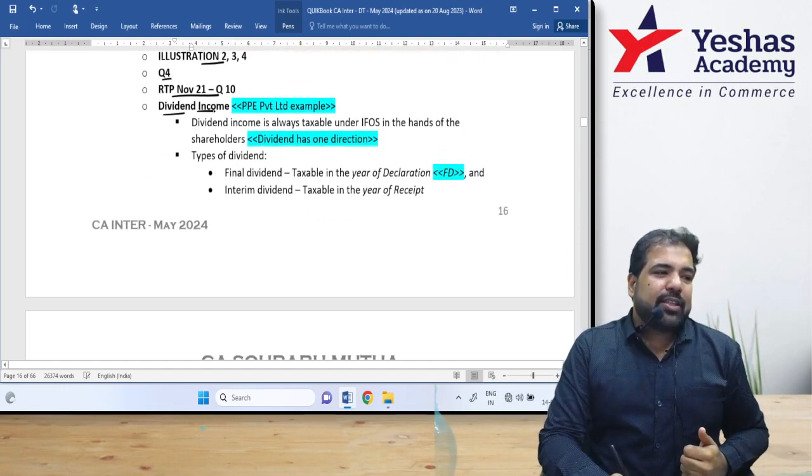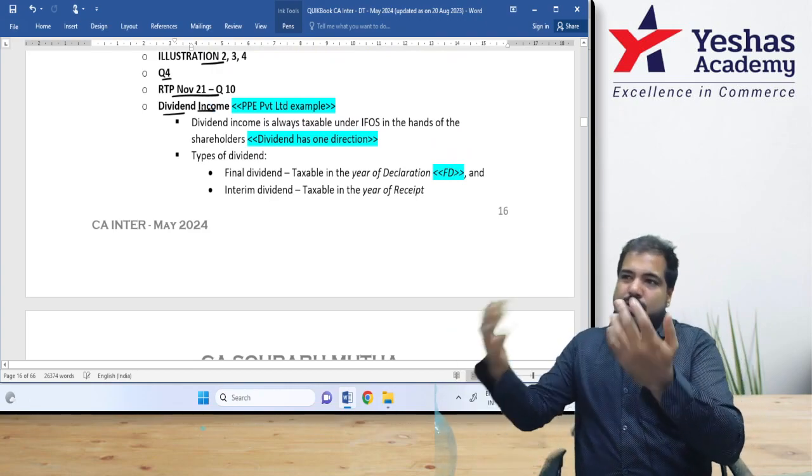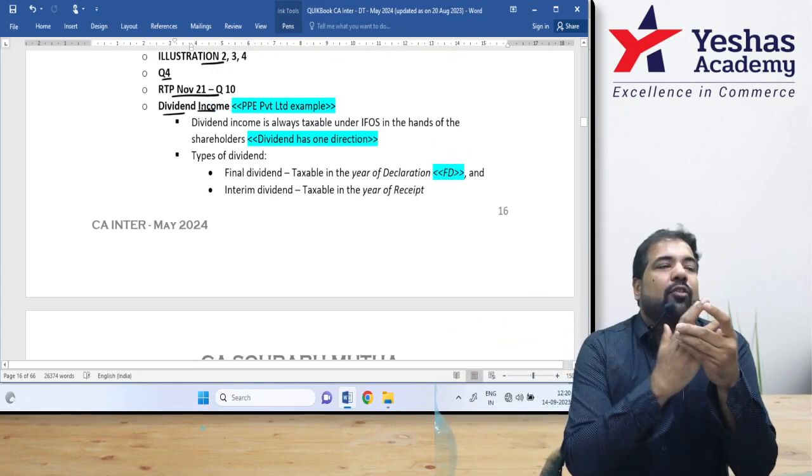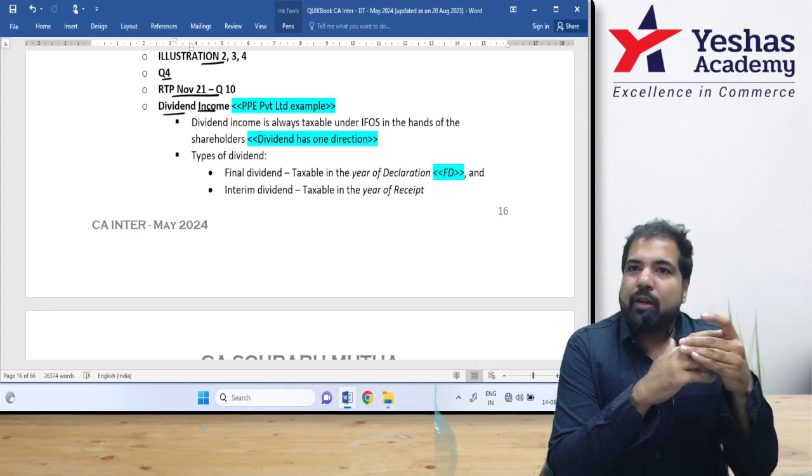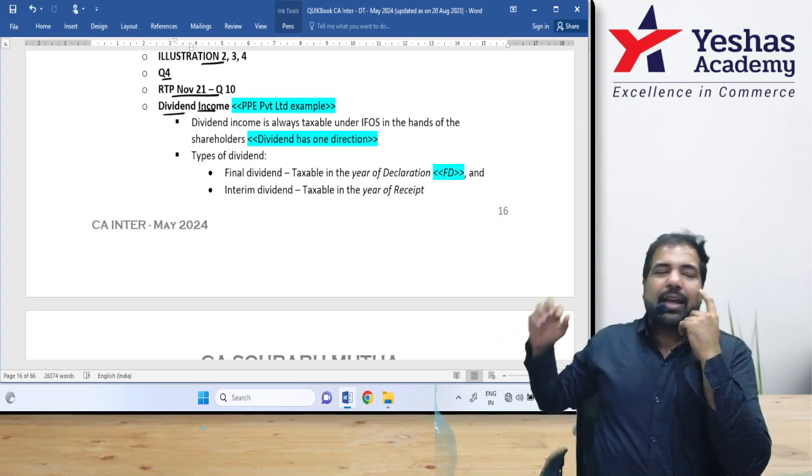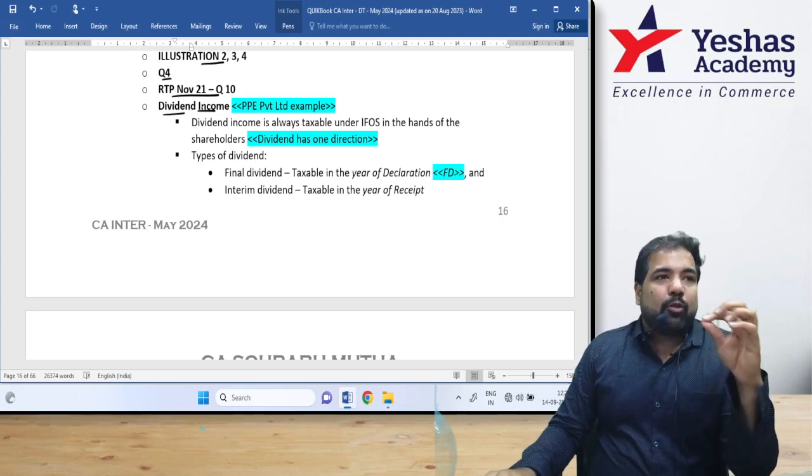Guys, dividend is very simple now, guys. Dividend is taxed on a person who receives. If I get dividend from Reliance, will I be taxed? Yes, from DMart and from Facebook also. Yes, I will be taxed. But guys, dividend can be camouflaged.